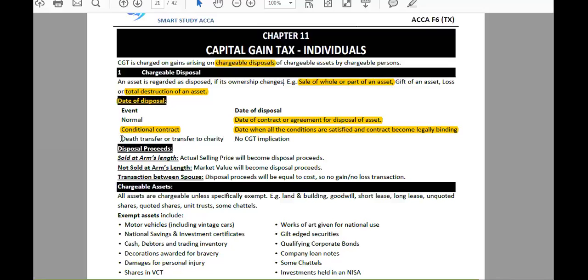So if an asset has been transferred after the death of an individual, it is called a death transfer, and CGT is just not applicable on death transfers or transfers to charity. If you transfer any asset to charity, maybe as a donation, CGT is not applicable. So these two types of transfer are outside the scope of capital gains tax. No CGT implications in these two cases.